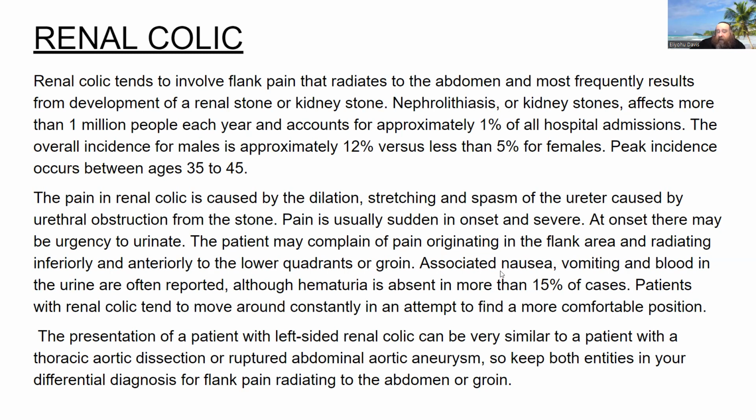Pain originating in the flank area, towards the back and the side of the abdomen, radiating inferiorly, right? So downwards and anteriorly to the lower quadrants or groin. Associated, of course, with nausea, vomiting, and blood in the urine, often reported. Hematuria, good word, blood in the urine, is absent in more than 15% of cases.